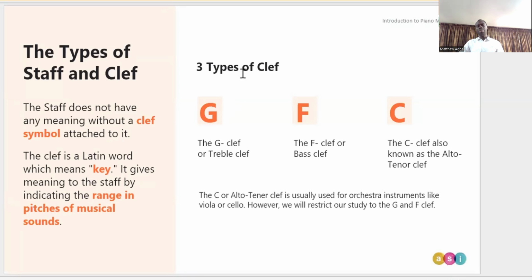So we have 3 types of clef. We have the G clef, which is otherwise known as the treble clef. We have the F clef, which is otherwise known as the bass clef. We have the C clef, otherwise known as the alto tenor clef. But for the purpose of our piano music class, we won't be talking much more about the C clef or the alto tenor clef. So we're making use of the G clef and the F clef.